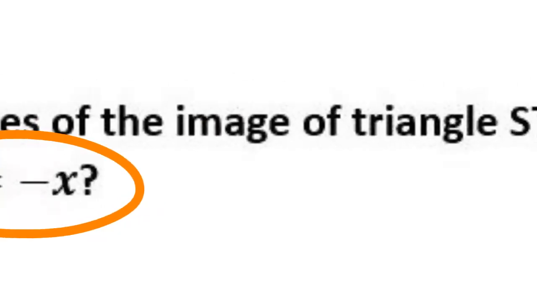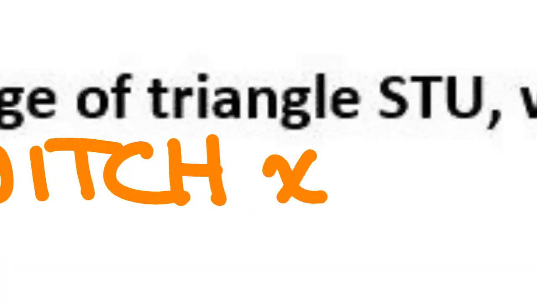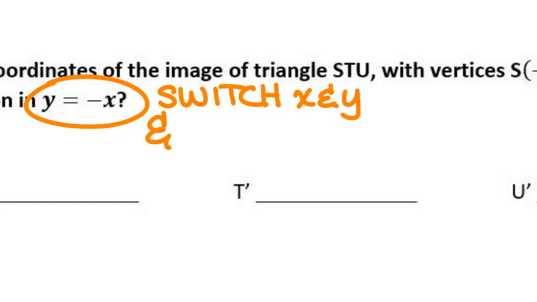I would make a flashcard for these if you don't know these rules. How do we reflect over the line y equals -x? Yes, we're going to switch x and y. And we're going to change both signs.